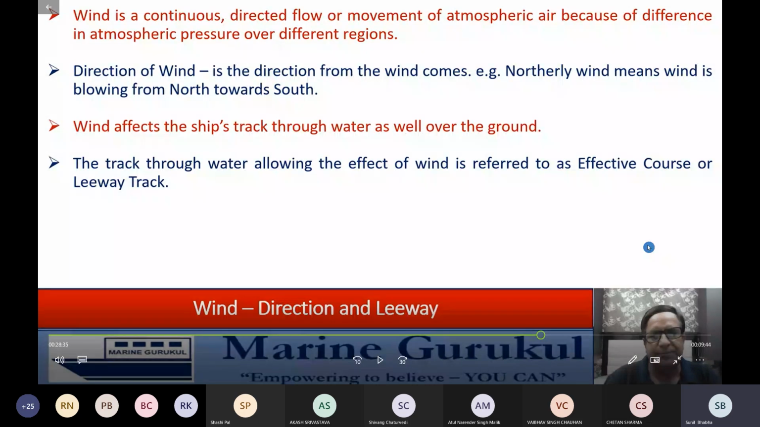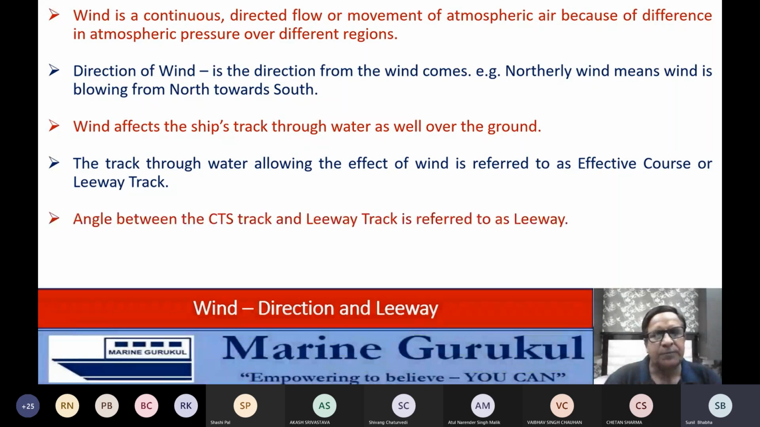Now this is a third course that we are seeing here, that is the effective course. The other name of this effective course is leeway track. So when wind is affecting us, the track which is made through the water after allowing the effect of wind is known as the effective course or leeway track. So we will make a diagram now, and we will see the difference between CTS and the leeway track. Angle between the course to steer track and the leeway track is referred to as leeway.